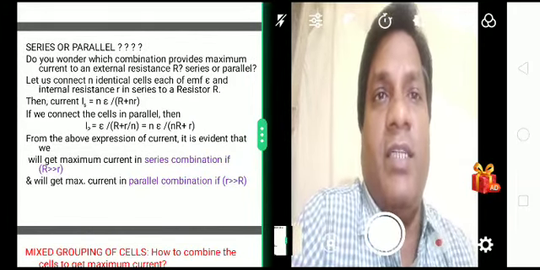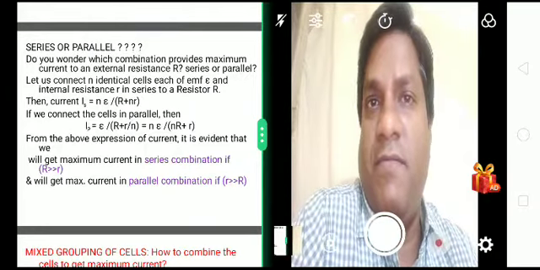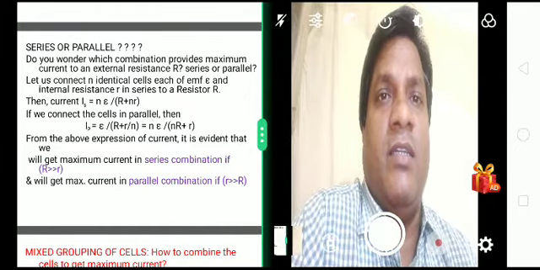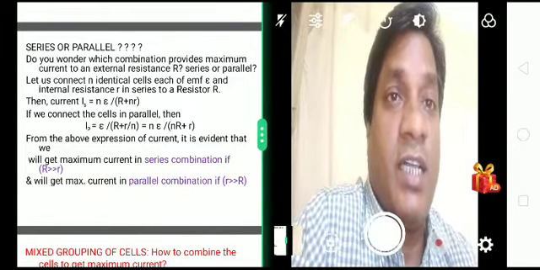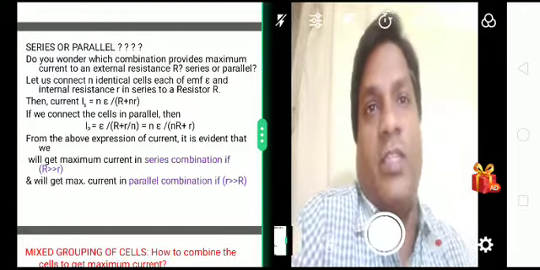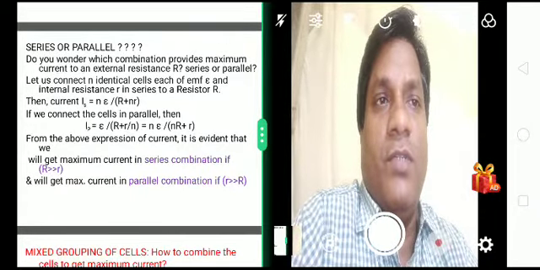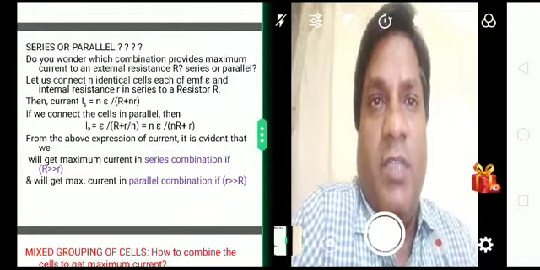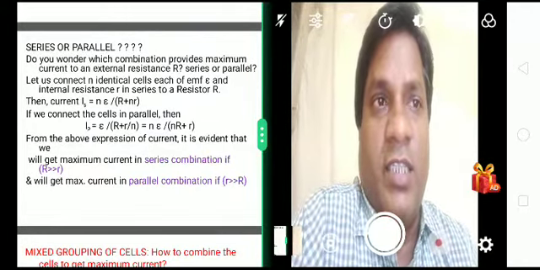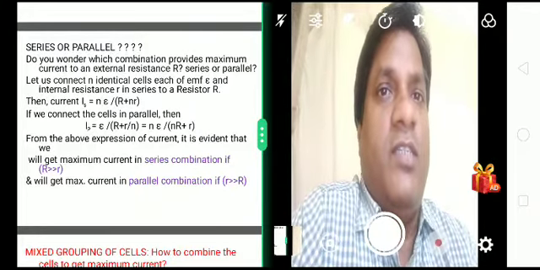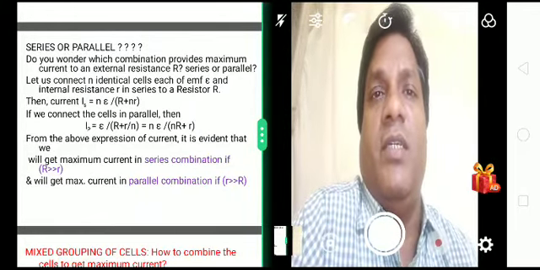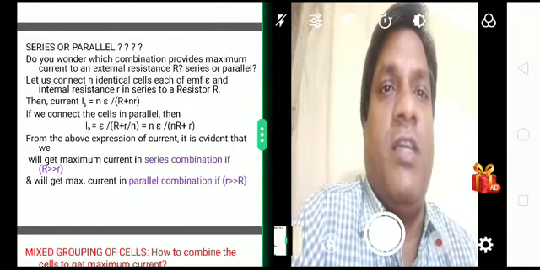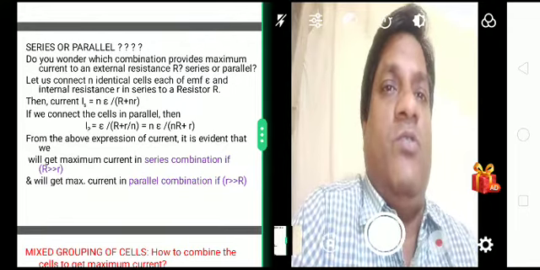Let us have n identical cells, each of EMF E and internal resistance r. And let us first connect the identical cells in series to an external resistance R. So in series combination, the equivalent EMF will be nE and equivalent internal resistance is nr. So the current will be nE divided by R, that is external resistance, plus n times internal resistance.